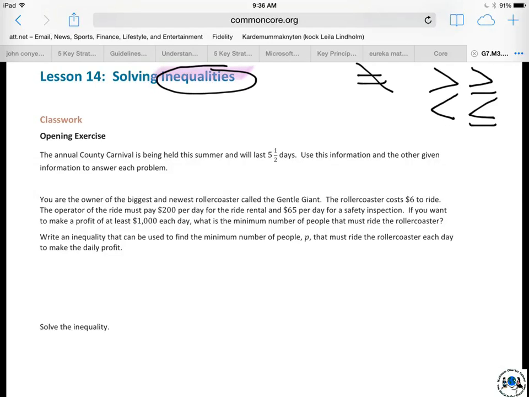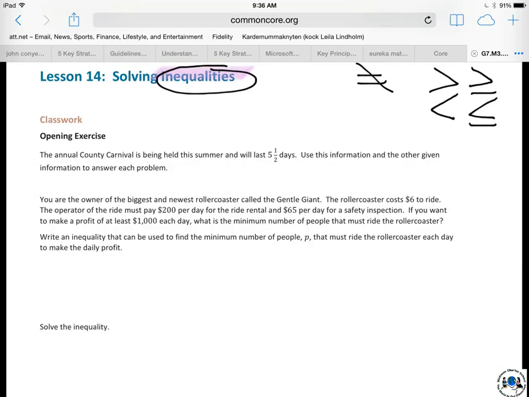But again, everything else is exactly the same when we are writing inequalities and then solving them. Of course, there are solutions, as we mentioned in the last lesson as well. There are several, at times infinite, solutions for inequalities, whereas an equation will bear you but one solitary answer. So let's go ahead and start with this classwork opening exercise.